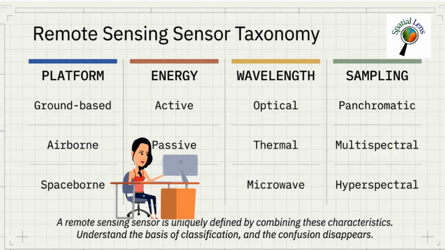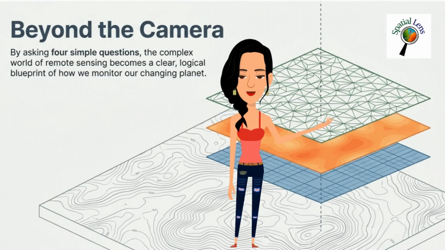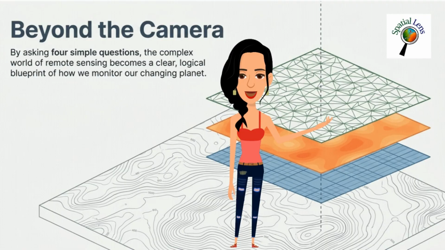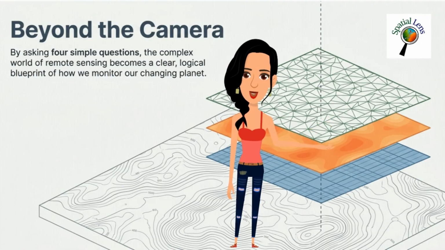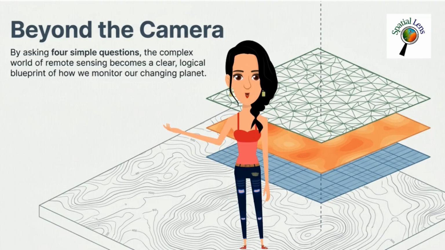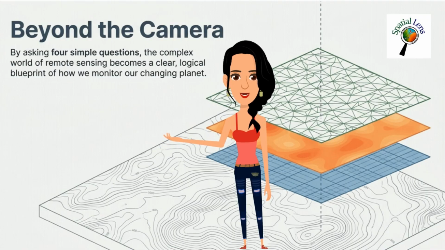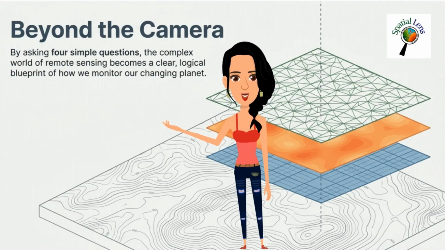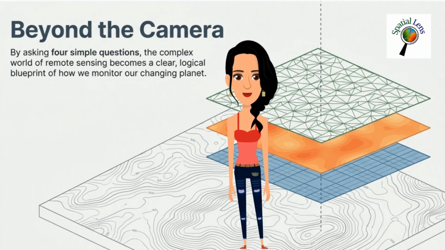So, a remote sensing sensor is the instrument that detects and measures electromagnetic energy from the Earth's surface without direct physical contact. Sensors can be classified on different bases, and this is the most important thing to understand. Platform-based classification tells us where the sensor is mounted. Active and passive describe the source of energy. Optical, thermal, and microwave describe the wavelength region. Panchromatic, multispectral, and hyperspectral describe how spectral information is sampled.